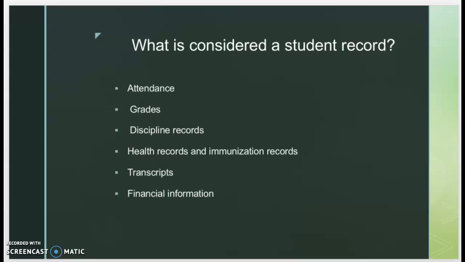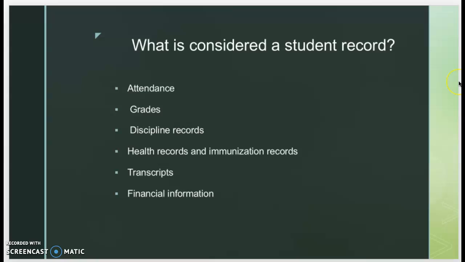It's also grades that are made on classroom assignments and teacher grade books, anything that has student information on it pertaining to how they are doing academically. This also includes standardized tests and how the students performed on that, whether they are listed as proficient or unproficient. All of this is considered student record.